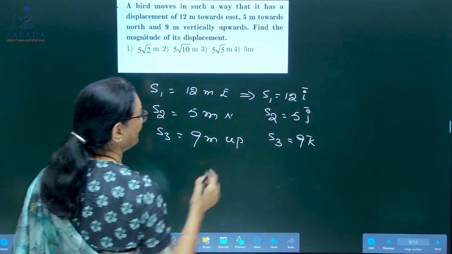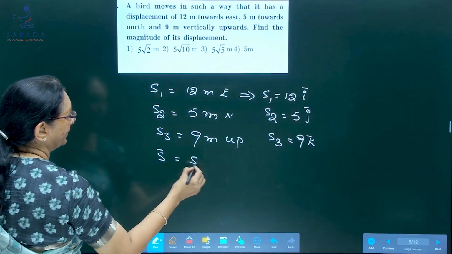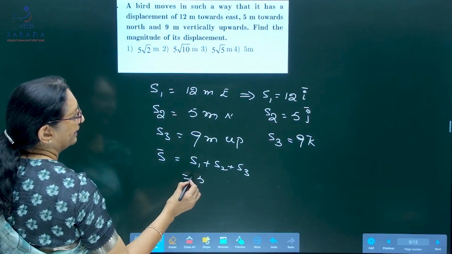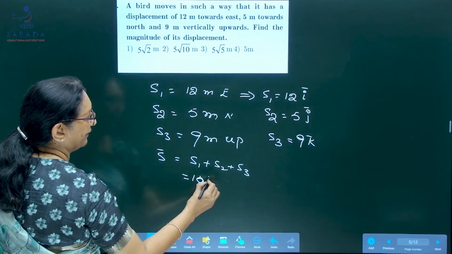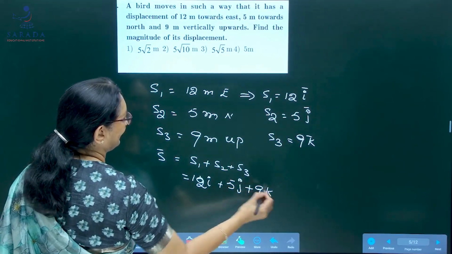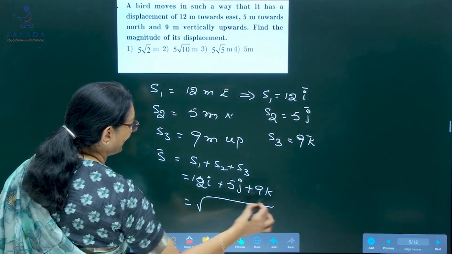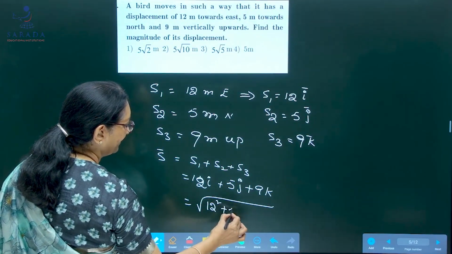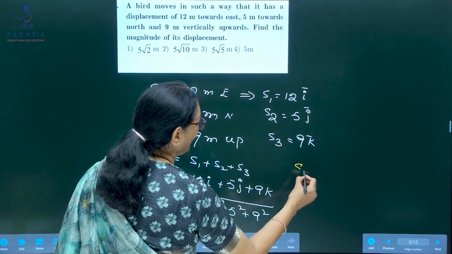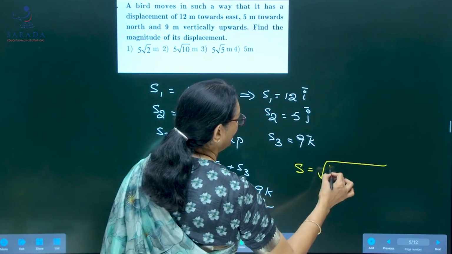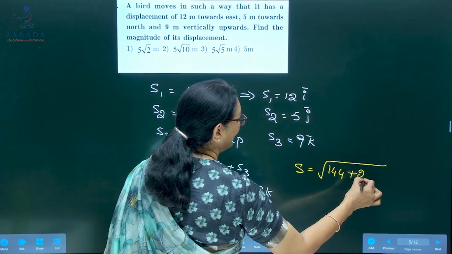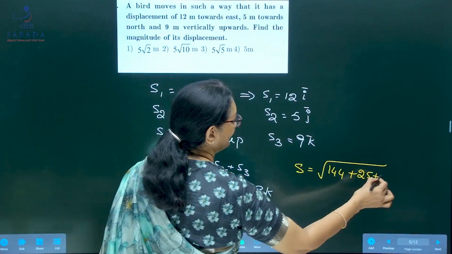So the net displacement S bar is equal to S1 plus S2 plus S3, that is 12i plus 5j plus 9k. So the magnitude of the displacement is root of 12 square plus 5 square plus 9 square, which implies the displacement is equal to square root of 144 plus 25 plus 81.